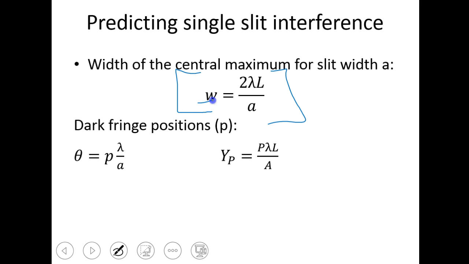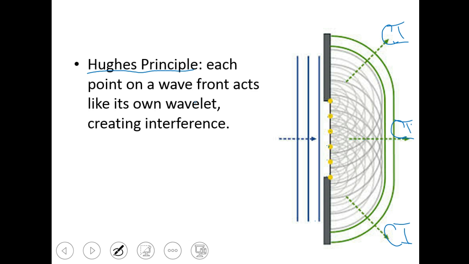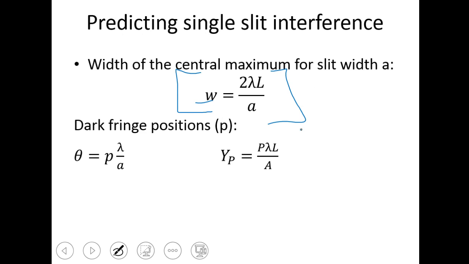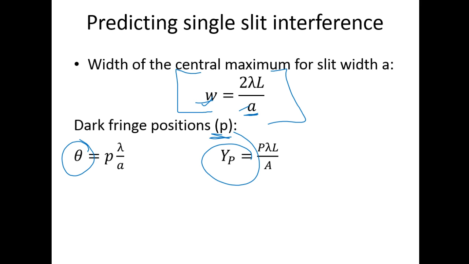And so W tells us the width of the central maxima. And so if I'm looking at this picture, W is how wide that bright spot is. a is the width of the slit. Be sure not to get these two confused along the way. And then remember that p is dark fringes. So we've got the angular distance of p along with the metric distance of p.